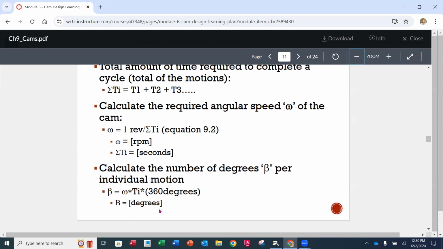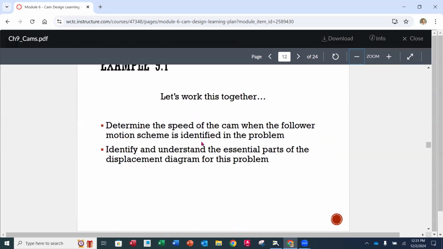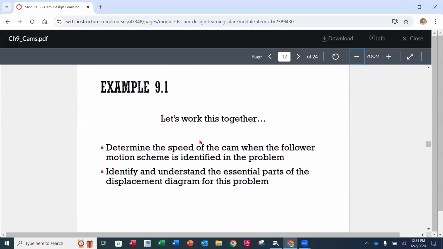So we're going to have, for instance, a beta for the first time interval, a beta for the second, a beta for the third, because then it tells us how many degrees of revolution we need for each one of those, okay? And ultimately, as you can imagine, when we add up all the betas, they have to be one revolution, or 360 degrees, okay? So let's start looking at our first example.